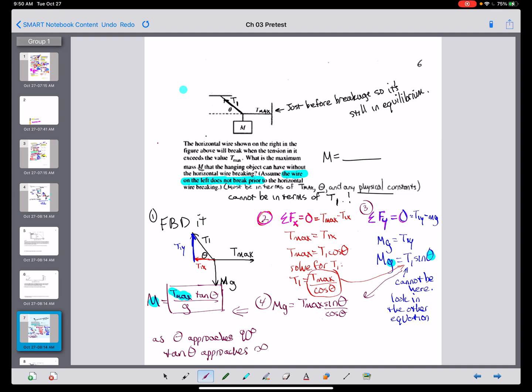What this means is, since it said the wire on the left does not break, tan approaches infinity, so the mass that can be held approaches infinity. Sick, right? Because it says assume the other wire T1 doesn't break, so that also approaches infinity. So that's an unbreakable string. That is cool.